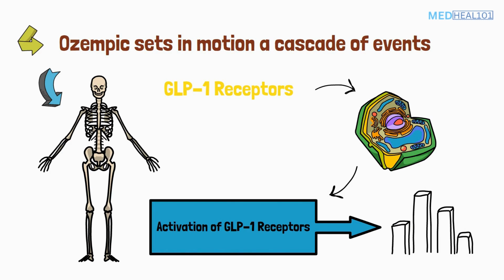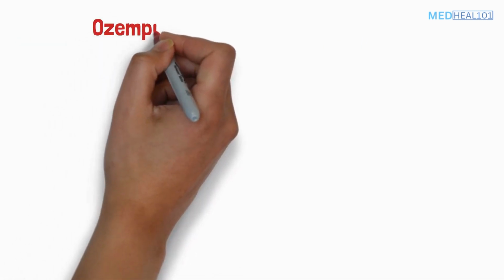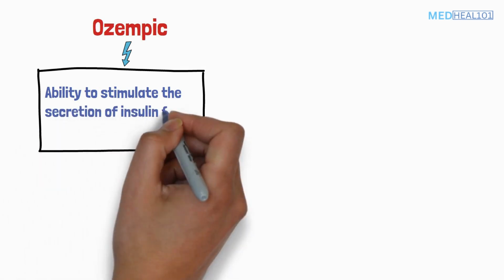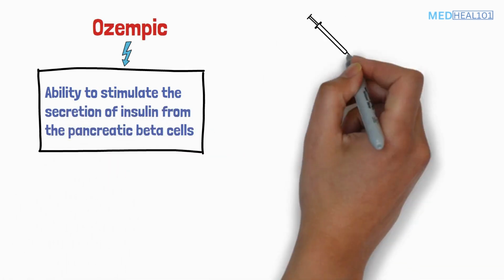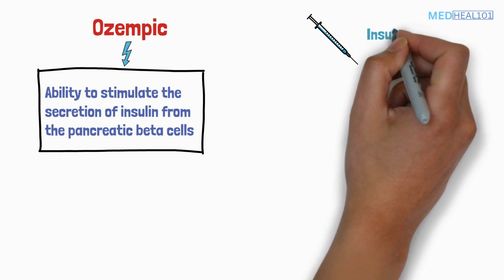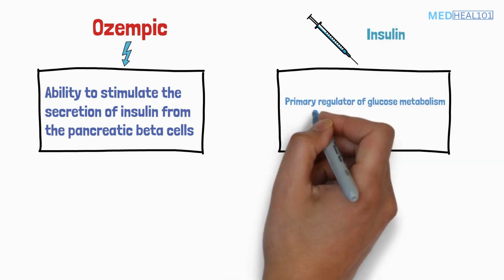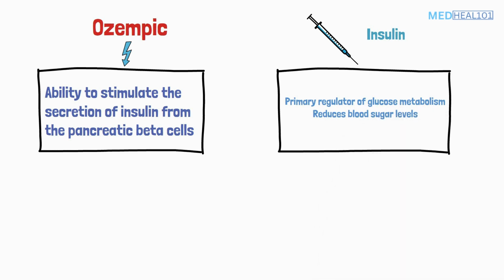Activation of GLP-1 receptors by Ozempic triggers a series of orchestrated responses aimed at regulating blood sugar levels and enhancing overall metabolic function. One of the primary effects of Ozempic is its ability to stimulate the secretion of insulin from pancreatic beta cells. Insulin serves as the body's primary regulator of glucose metabolism, facilitating the uptake of glucose into cells and thereby reducing blood sugar levels in the bloodstream.